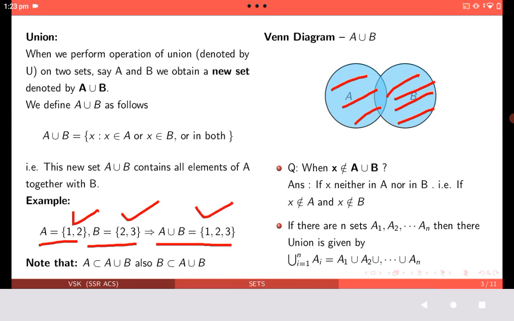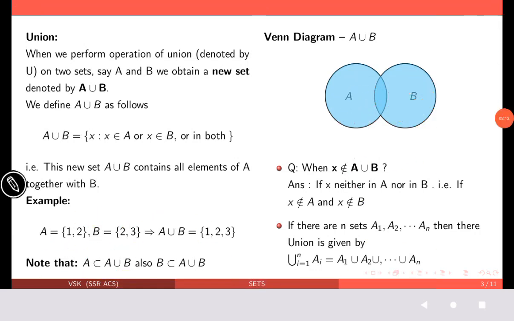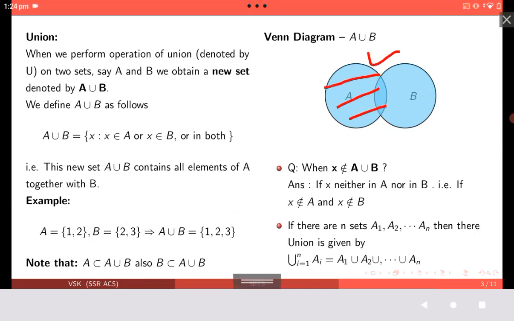Note that A is a subset of A union B. Why? Because A is only this set, but A union B is this whole set. So A is contained in A union B. Similarly, B is a subset of A union B.